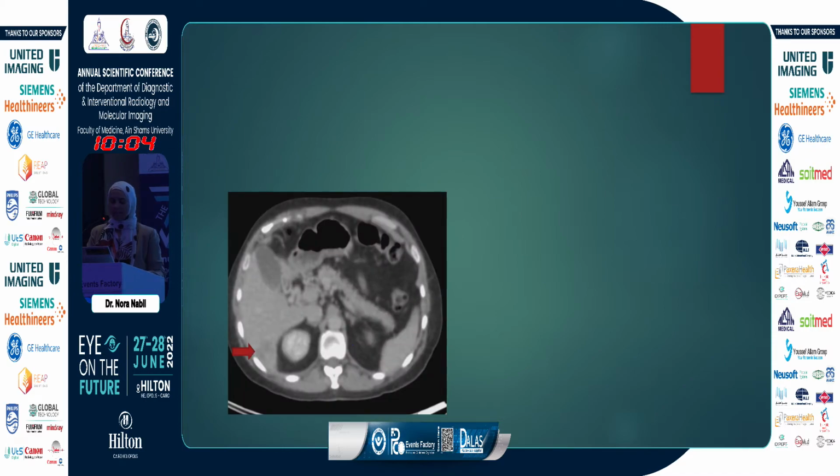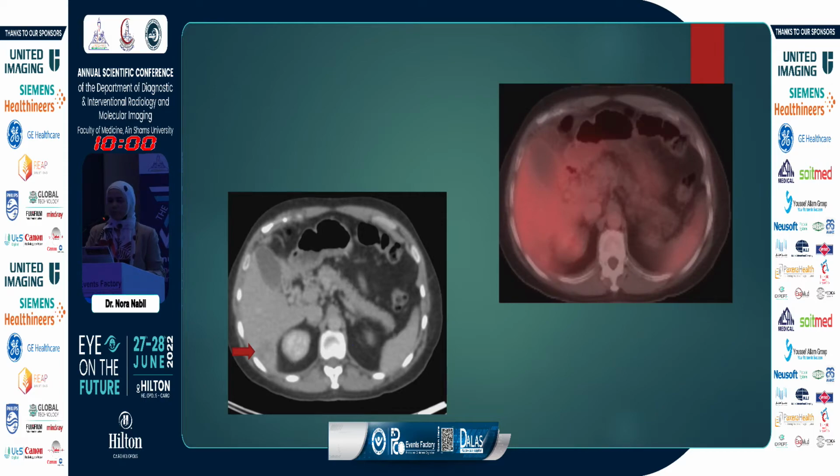Here is a case, a female patient, known pancreatic neuroendocrine tumor. We see here a focal hepatic lesion seen at segment 6. When we did the PET-CT, there is no appreciable FDG activity, which could be more toward the well differentiation.